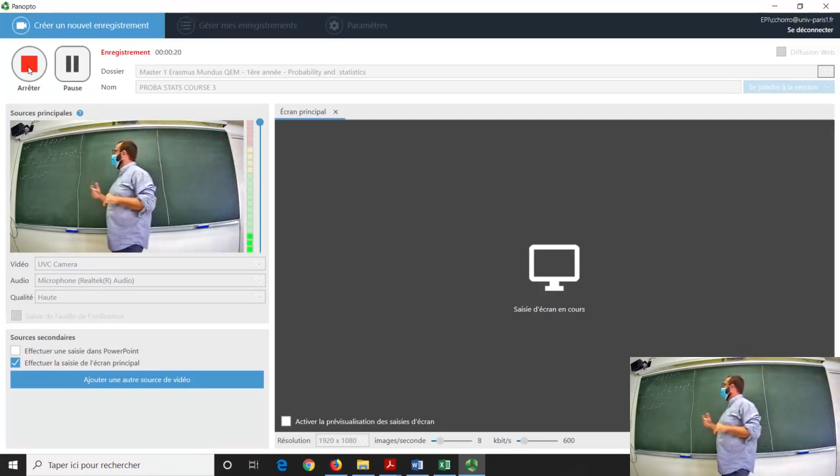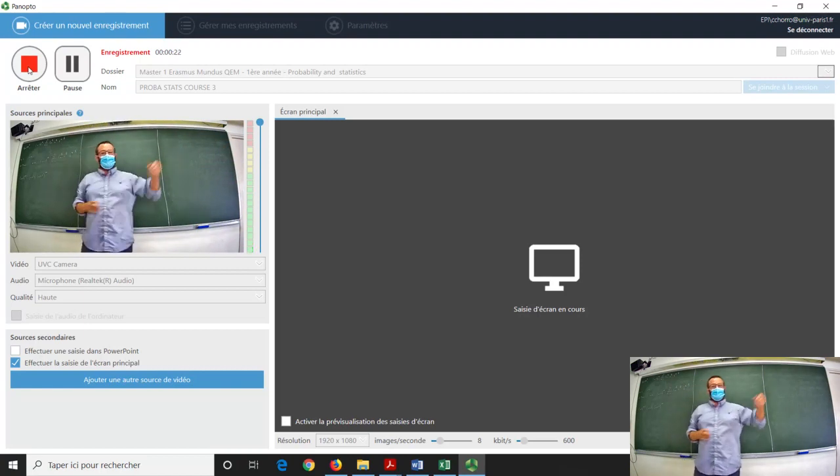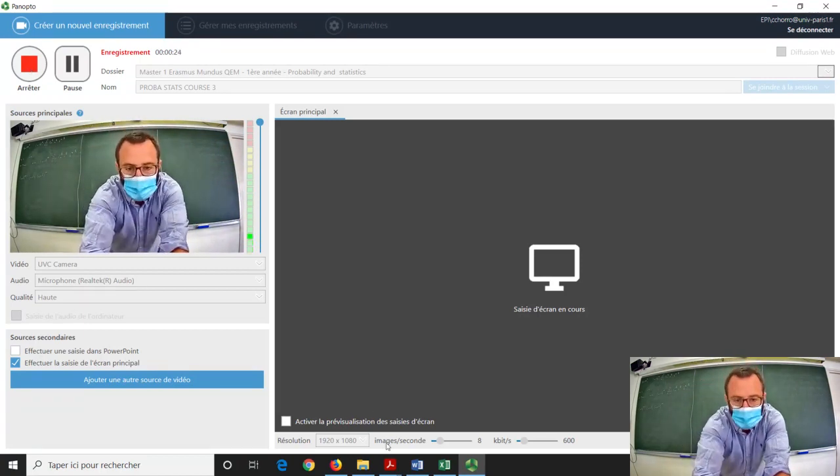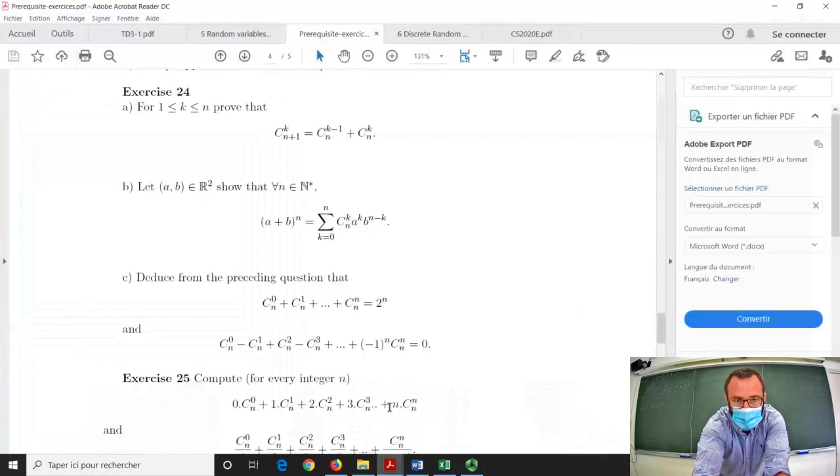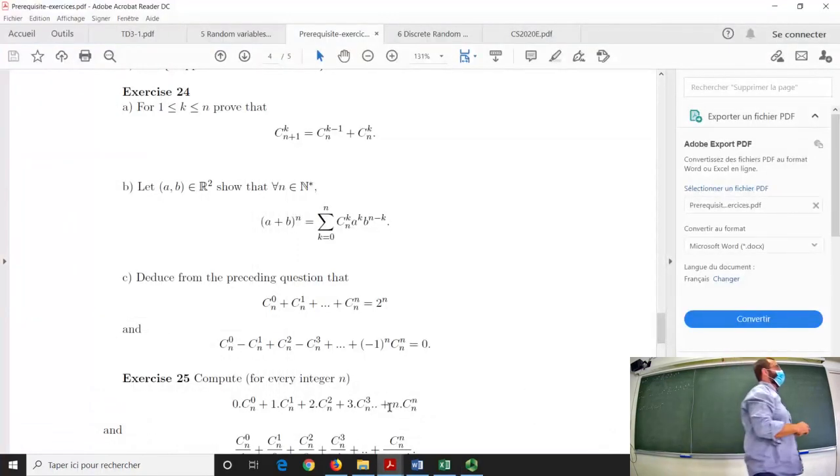So my aim was to prove this relation, question B of exercise 24 of the summer list. I have to prove this equality that is called the Newton formula, that is how to develop (a plus b) to the power n. My idea was to use an induction, because I have a property to prove for all n belonging to N star.